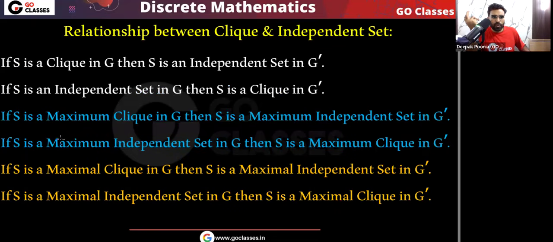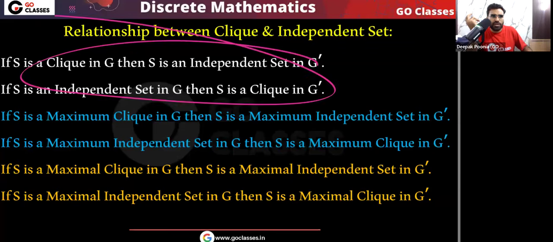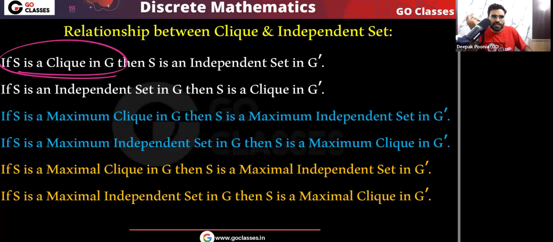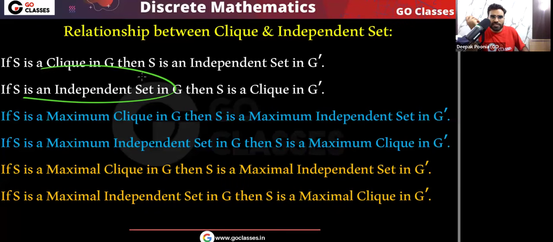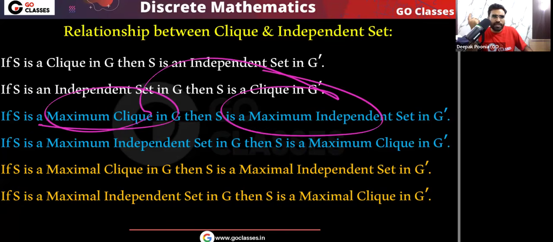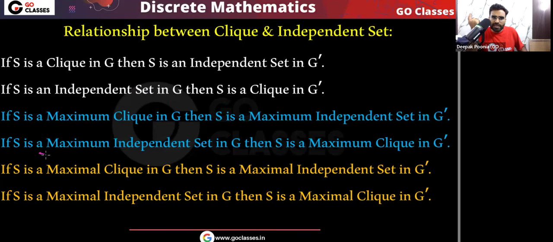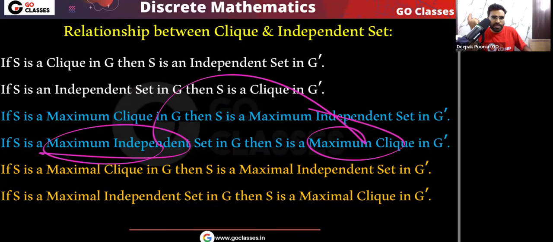These are some more points. These two points we have already seen: if S is a clique in G, then in G complement S will be an independent set, and similarly if S is an independent set in G, then in G complement S will be a clique. Let me tell you some more points. When we complement the graph, then maximum clique will become maximum independent set, and maximum independent set will become maximum clique.